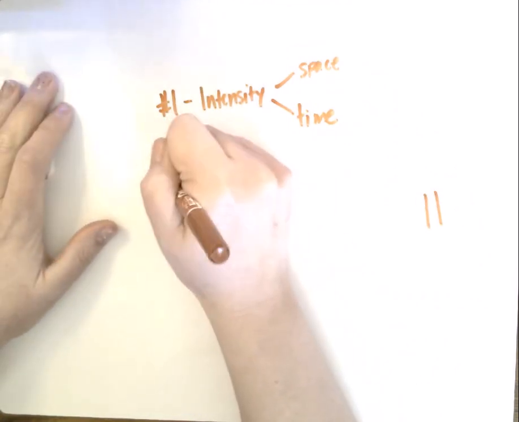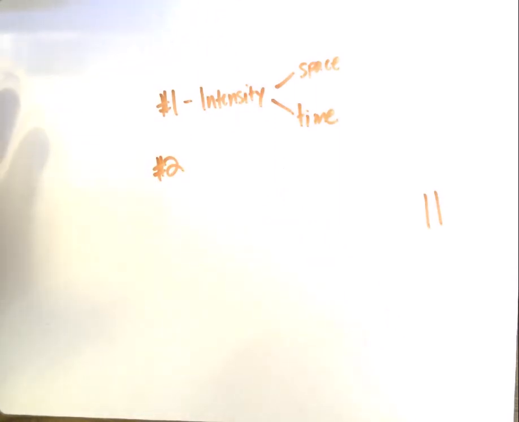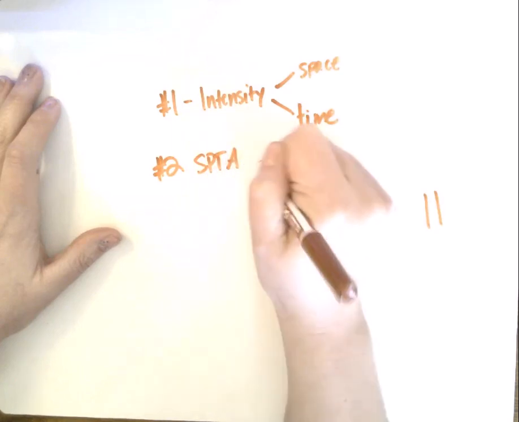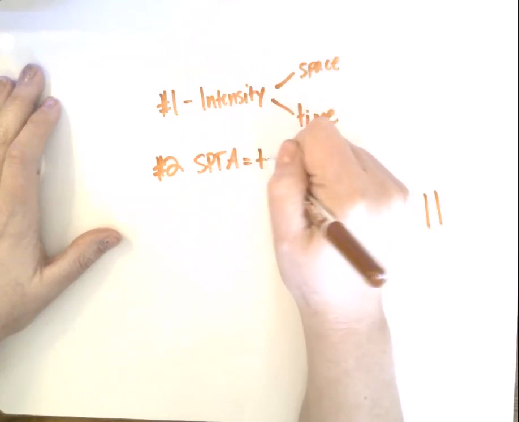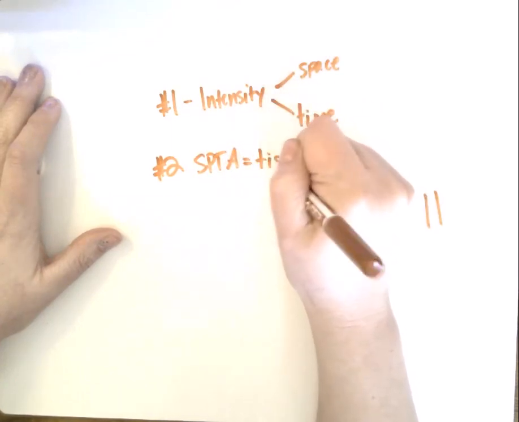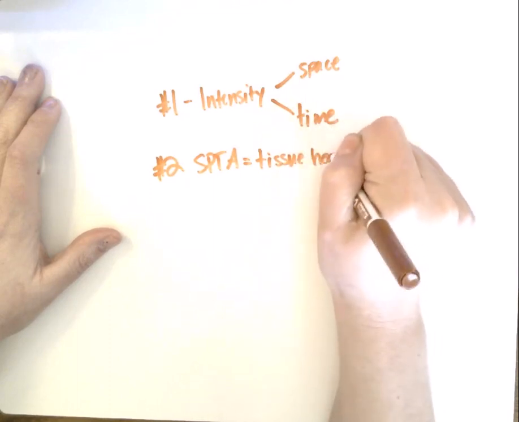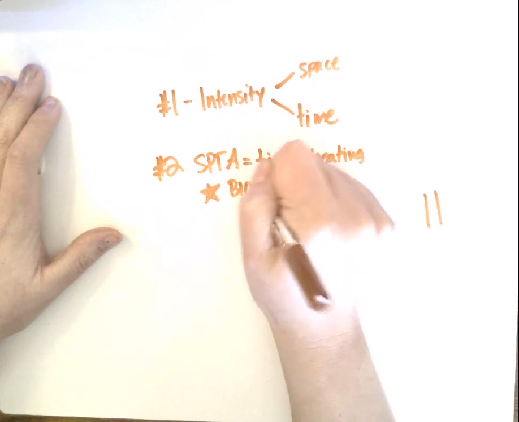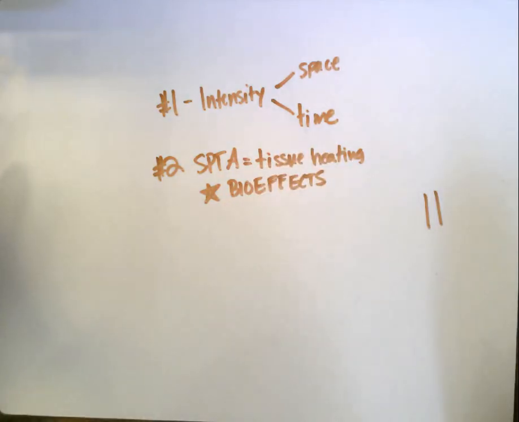The second commandment is that intensity is the key parameter with regard to bioeffects. The different intensities are important in the study of bioeffects. SPTA intensity is the most relevant intensity with respect to tissue heating. So SPTA measures tissue heating, and this is important for bioeffects. That is commandment number 2.